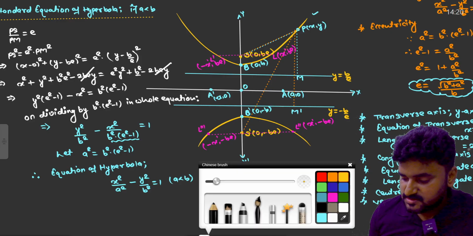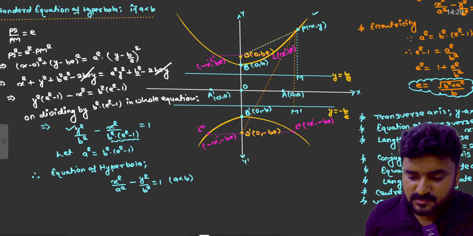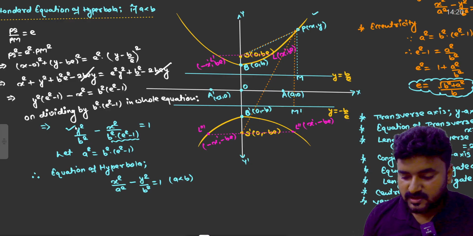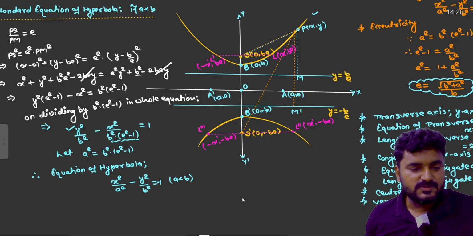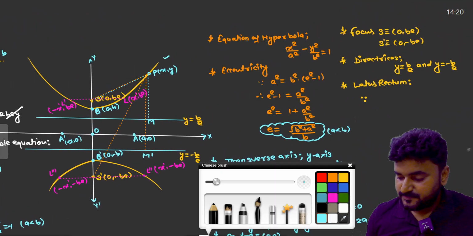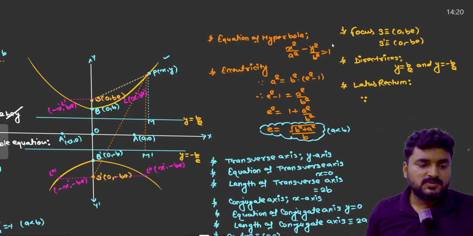Here is a mistake going. What is now? Here we have written y square by b square minus x square by b square equals to 1. So here you can see that x square by a square minus y square by b square is equals to minus 1 will come. Okay, so there was a mistake. So we left the minus, so here also we should write minus. Okay.